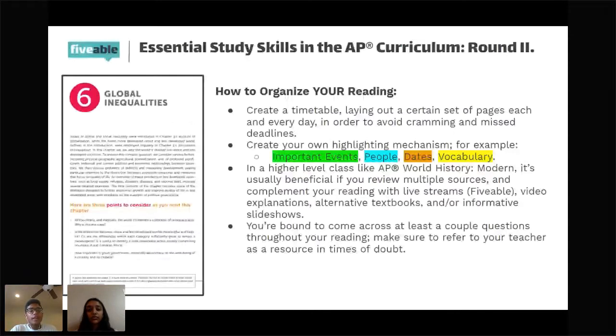Again, as she's saying, a highlighting mechanism: I use green for important events, blue for people, orange for dates, and a plain old yellow for vocabulary. So when I was scrolling through my textbook, I could see all this stuff kind of bolded out to me. So here's a couple of my note-taking methods. I'll share it with you guys. Bear with me for a few minutes here, because Jamal and I just did a lecture note-taking stream, so I'll pull up our slideshow from that.